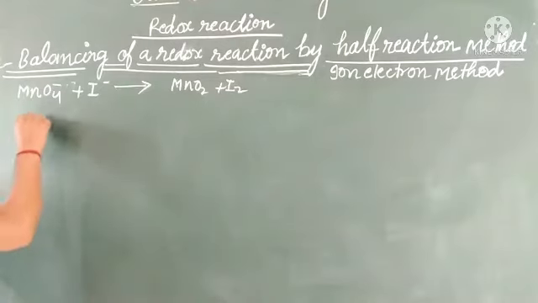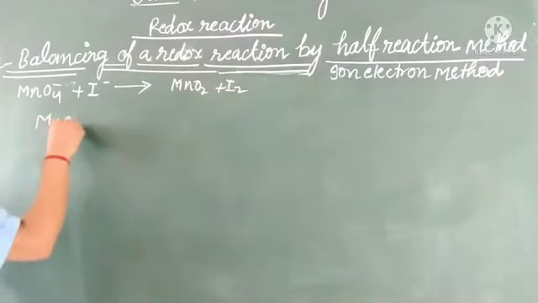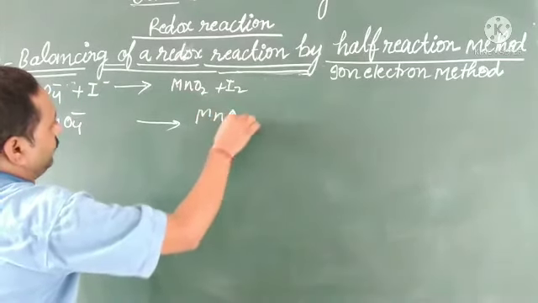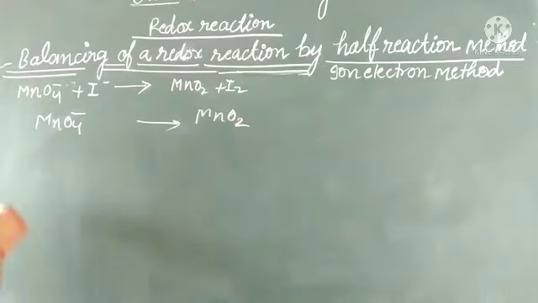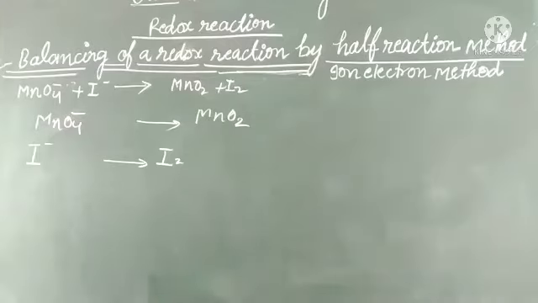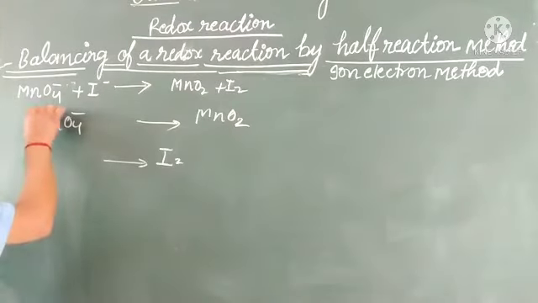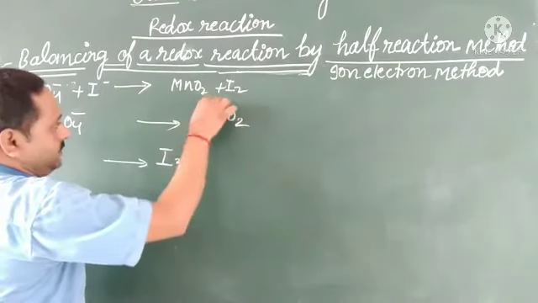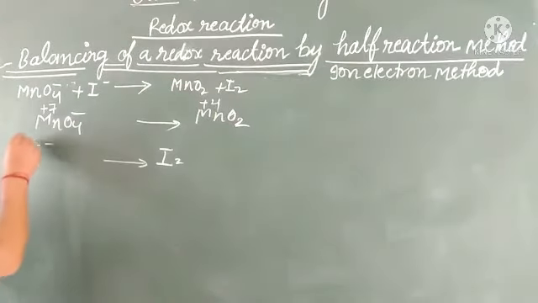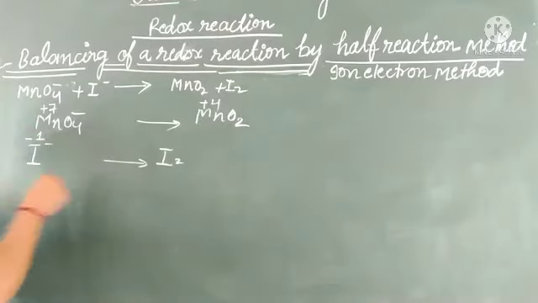Here, MnO4 minus is changing into MnO2. Clear? And the other portion, I minus, is changing to I2. So let me write the oxidation states here. Mn is plus 7 and here plus 4. Understood this? Yes. Here I is minus 1 and there it is 0.